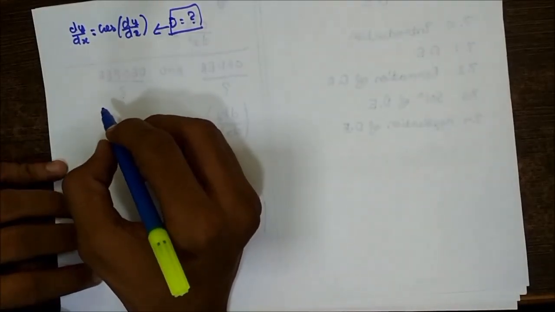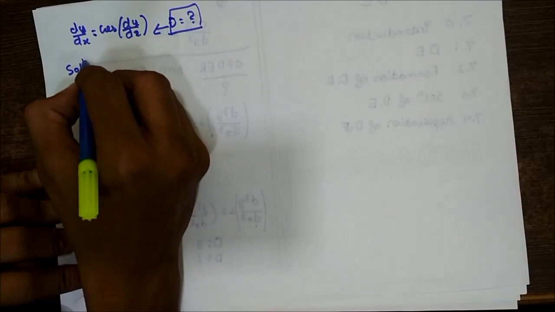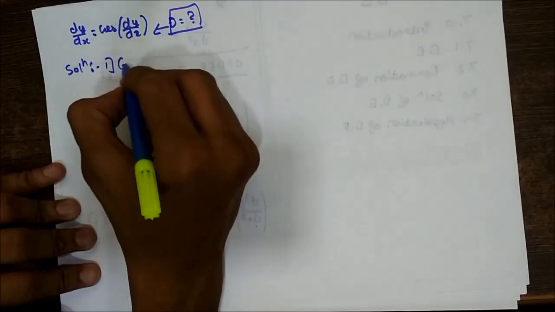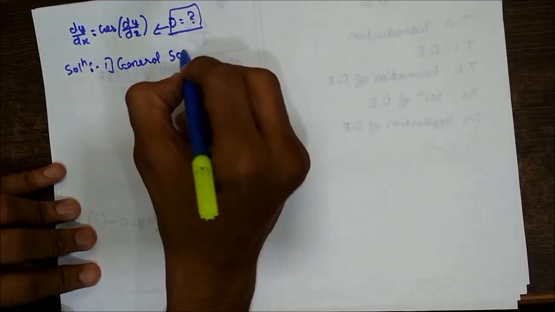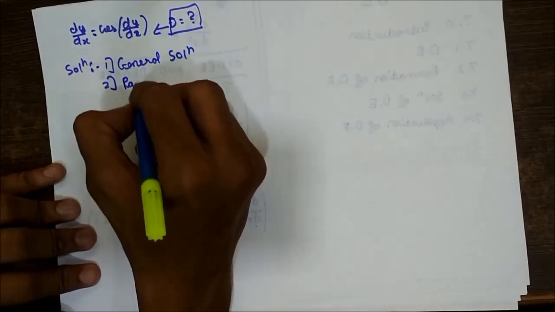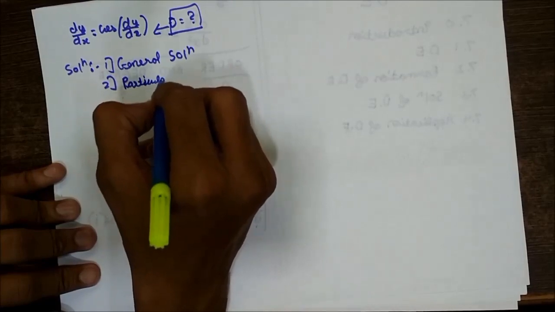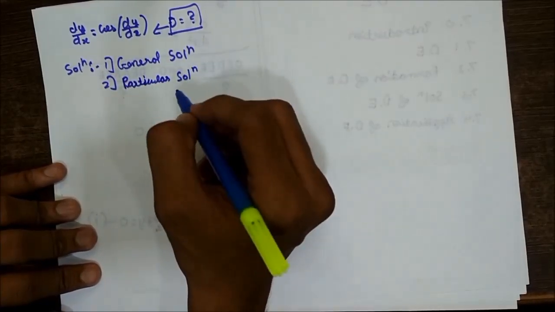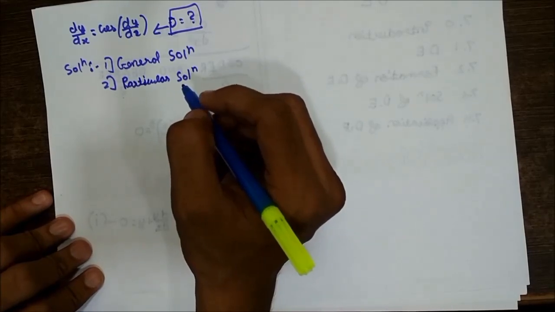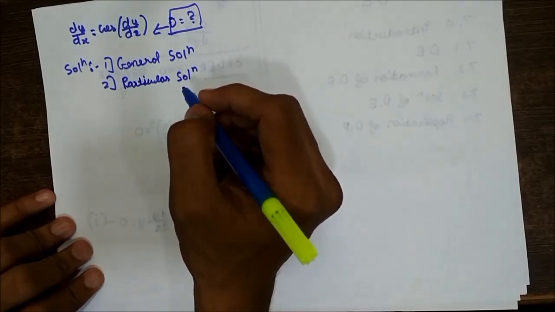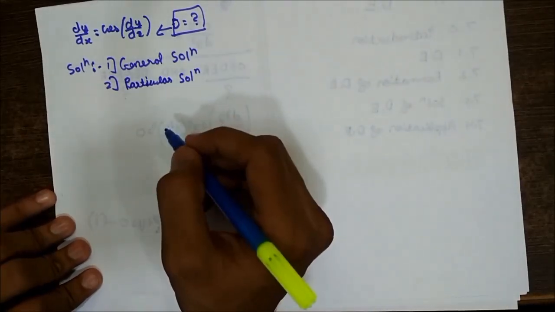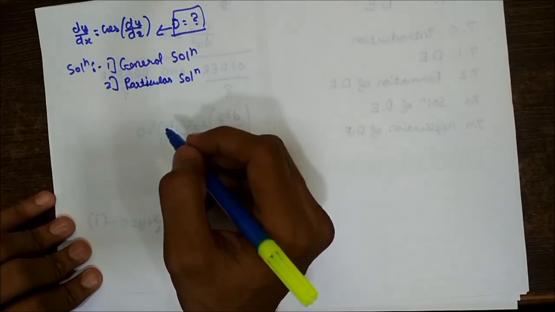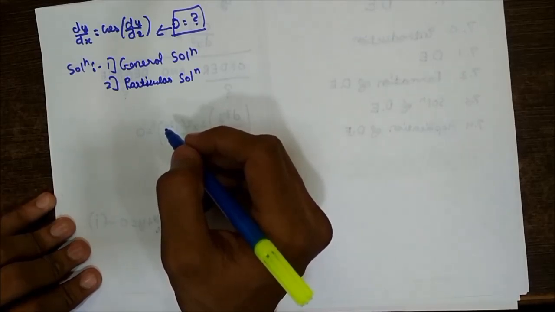So there are two types of solutions. We'll talk about them. One being the general solution, the other being the particular solution. In the general solution, a solution of a differential equation in which the number of arbitrary constants equals the order of the differential equation is called a general solution of the differential equation. Talking about the particular solution, a solution of a differential equation that can be obtained from the general solution by giving special values to the arbitrary constants is called a particular solution.